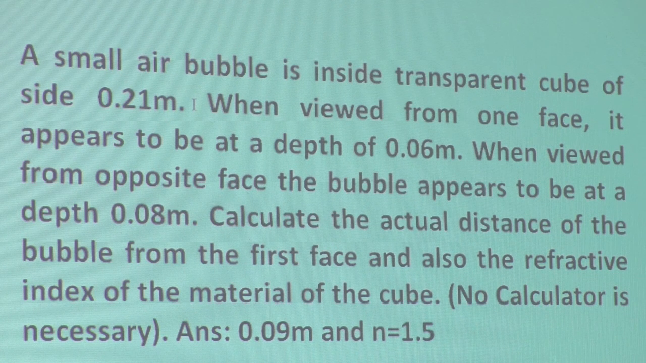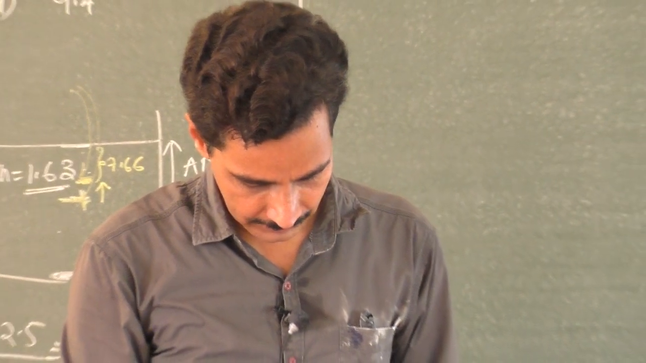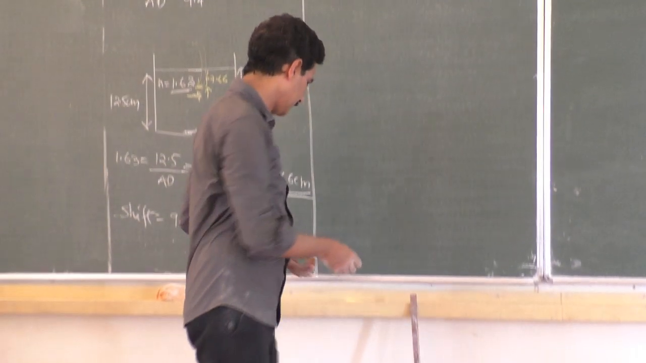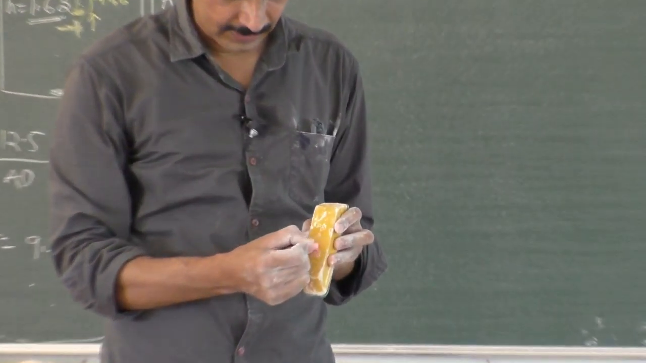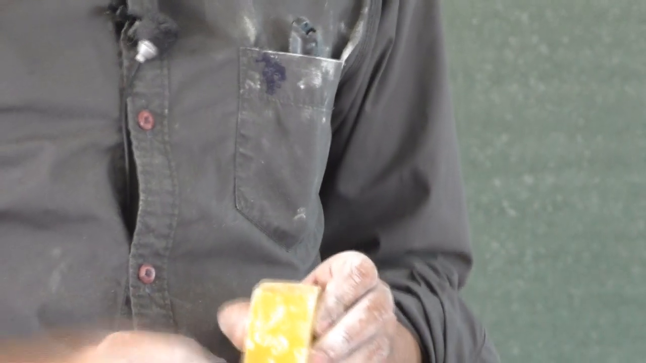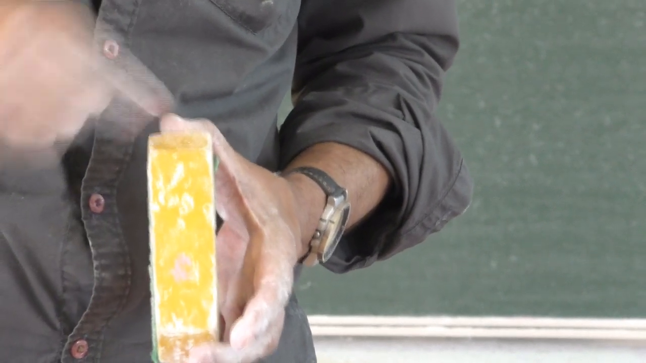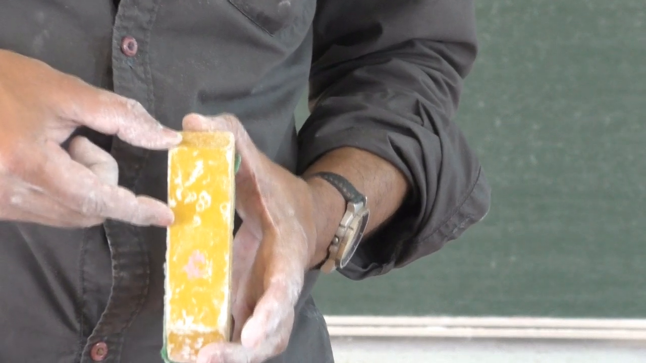Now, coming back to this explanation. Suppose you have a glass cube like this. That is a transparent glass cube. I will give you the data when I solve the problem. Now, suppose this is some object inside the glass cube, say an air bubble. And remember, that object or air bubble need not be exactly at the center. It may be at some other place. So when I view this air bubble from this side, it appears to be shifted somewhere here. Now this is the real depth and this is the apparent depth.